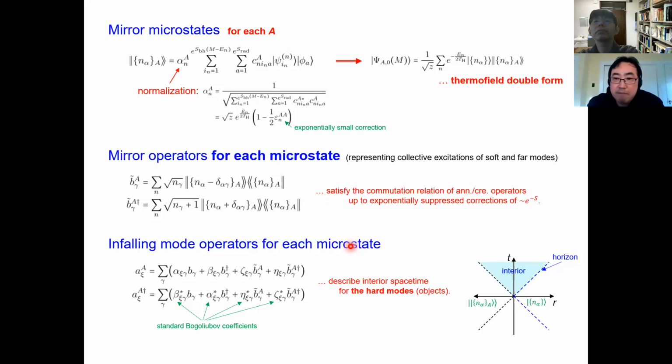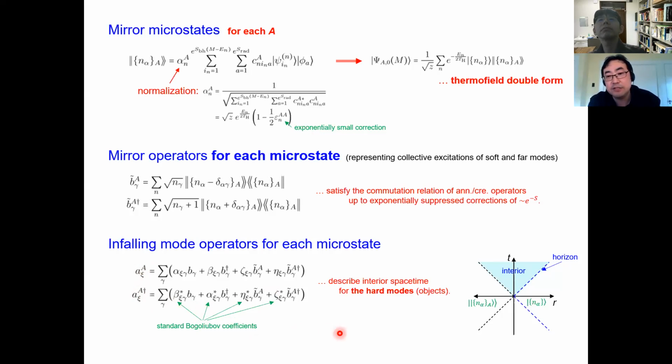Okay? So remember that this thing is the excitation of a collective mode of soft modes and radiation. So the black hole interior emerges as a collective excitation, a quasi-particle of the soft modes and radiation, in this picture. Once you get this operator, then it's easy to change the frame. That's the usual Bogoliubov transformation from the left-right picture to the interior picture. You can form the infalling mode operator for each microstate A and A dagger.